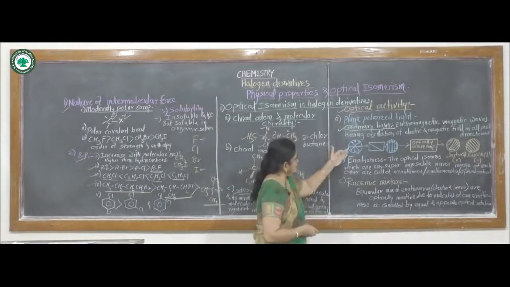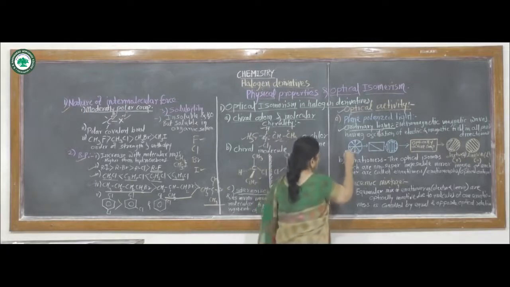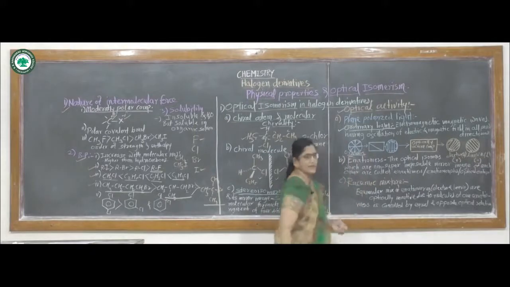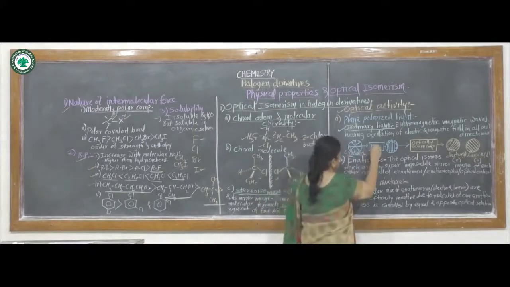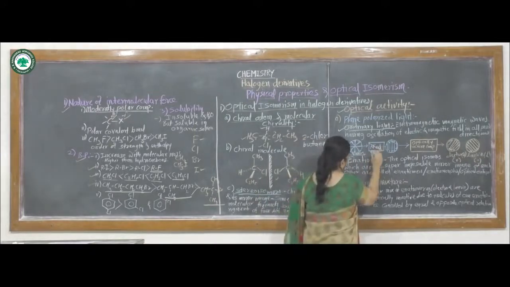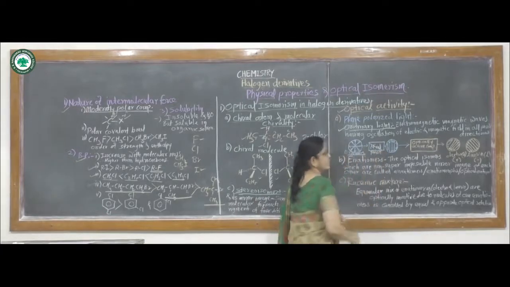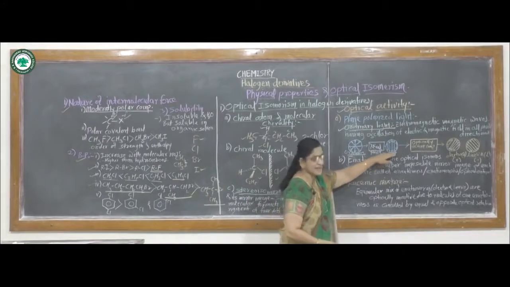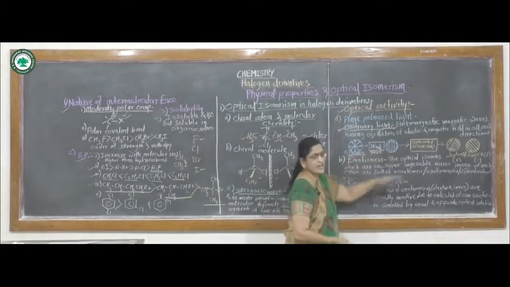Then suppose this is ordinary light. If this ordinary light is passed through a Nicol prism, then this light vibrates in a single plane.